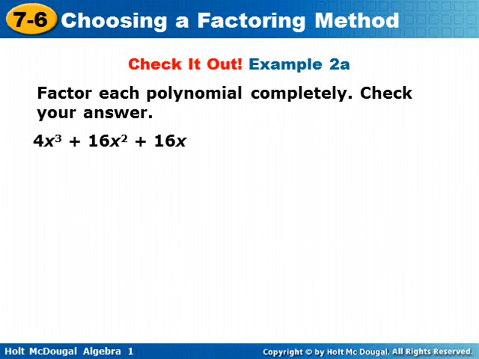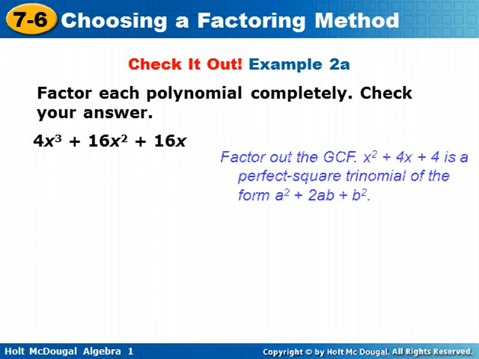Factor each polynomial completely and then check your answer. 4x to the third plus 16x squared plus 16x. So here's an example for you to try, and then you can check back for your answer. First, you're going to factor out the greatest common factor.